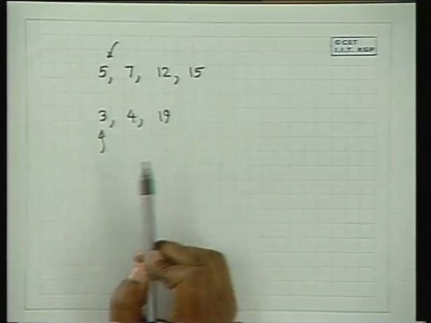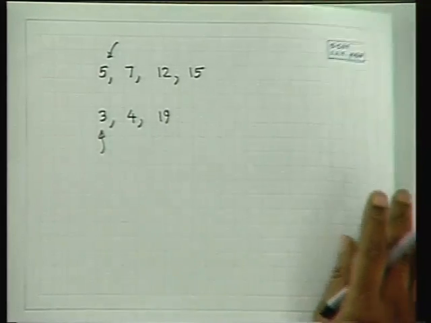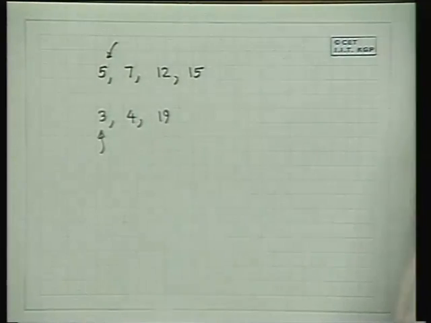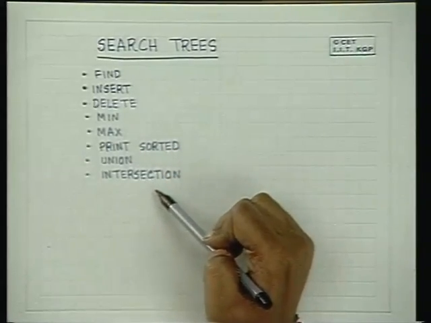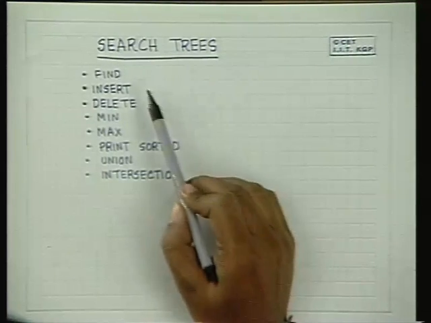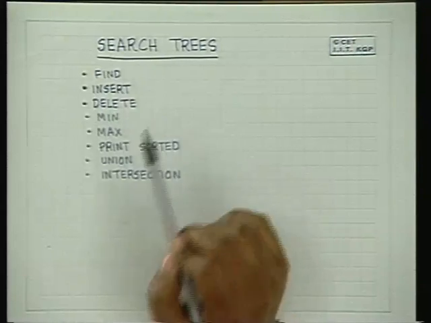So we can use an algorithm which is similar to that to get our algorithm for union as well as intersection. So search trees have got a lot of potential for solving a number of set based problems, that is find, insert, delete, max, min, print sorted, union, intersection. These will be done. The potential of using search trees is better than of using ordered lists.